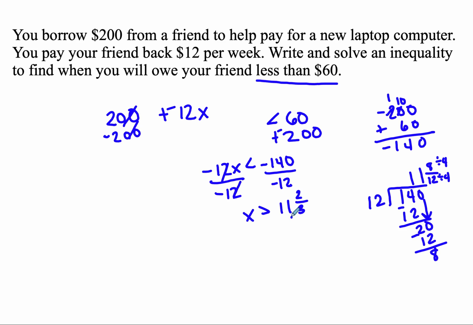But if I'm only doing it once a week, it doesn't really make sense for it to be 11 2/3 because I'm only doing it once a week. So 2/3 of a week doesn't matter. I'm not paying her or him during the middle of the week. So really my answer for this one is going to be x is greater than 12 weeks.